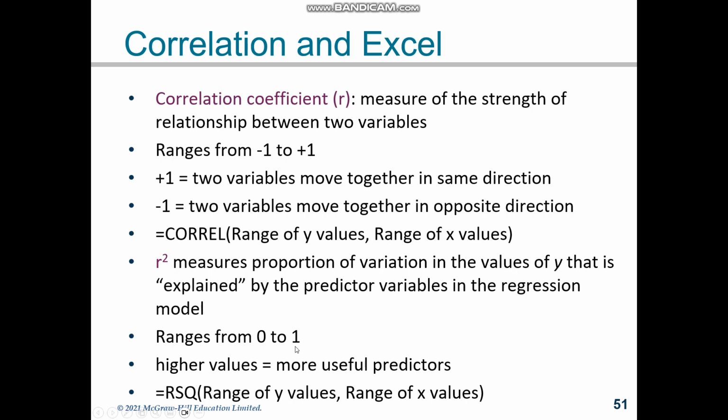But if it is equal to 1 or close to 1, it means that the value of variable y can be well explained by the predictor variable, which is x here. And to find its value, we need to use this function in Excel, equals RSQ, and then select the range of y values and the range of x values, and after typing enter, we can calculate the value of R squared.